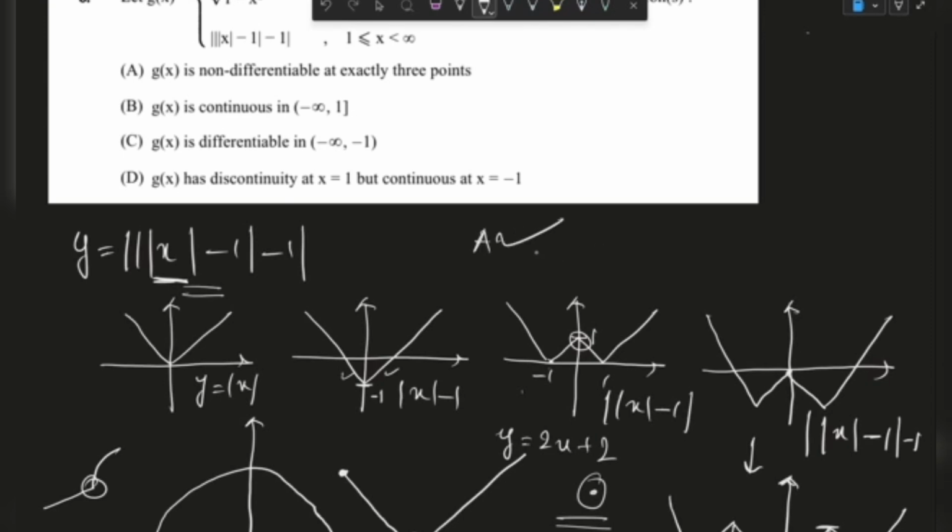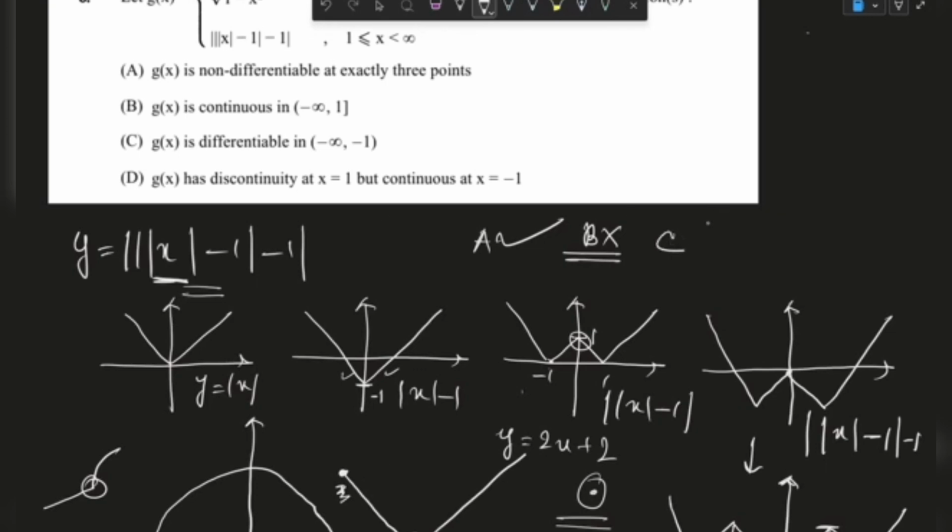Option B says that g of x is continuous between -infinity and 1, which is obviously wrong. I hope you can understand, because here is the graph, it is hidden. At 1 the graph was breaking. So this is incorrect.